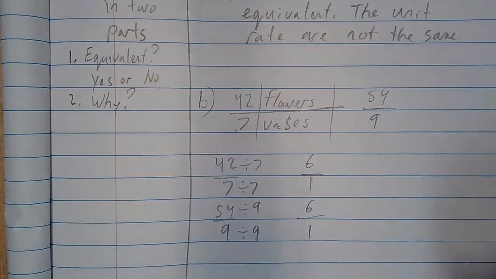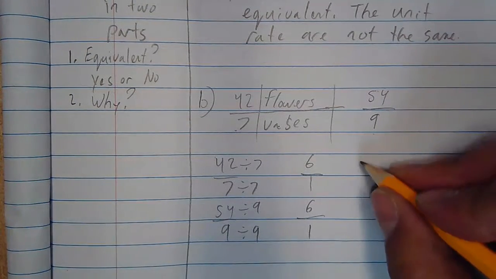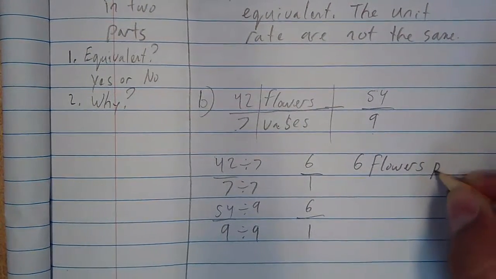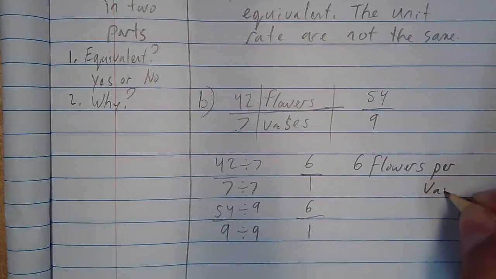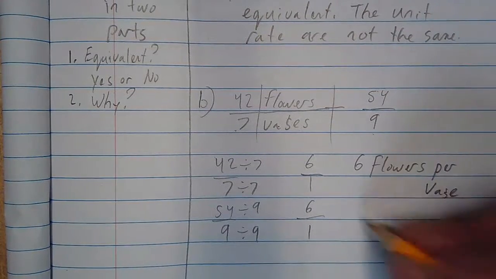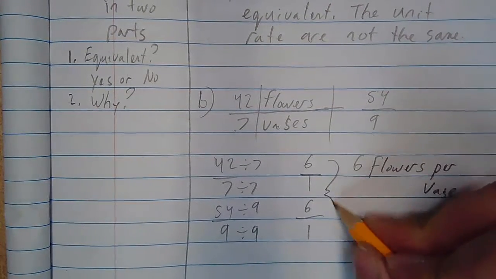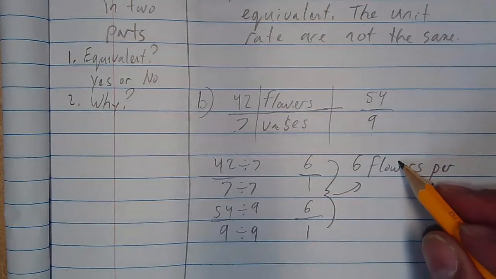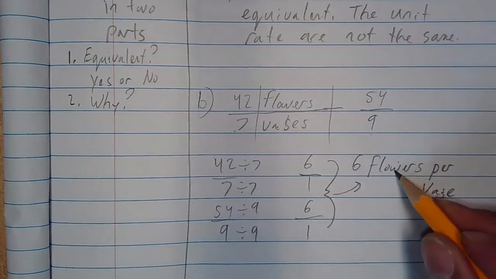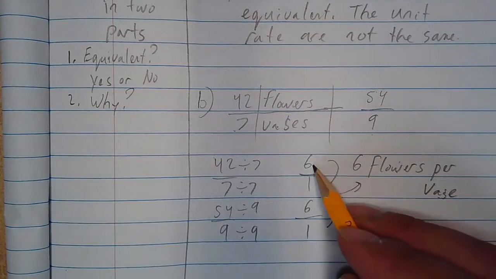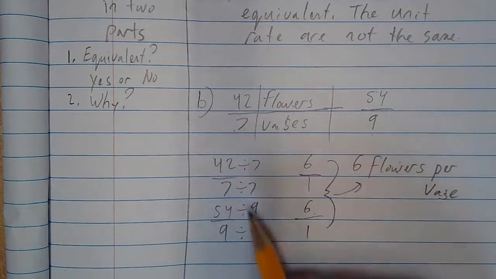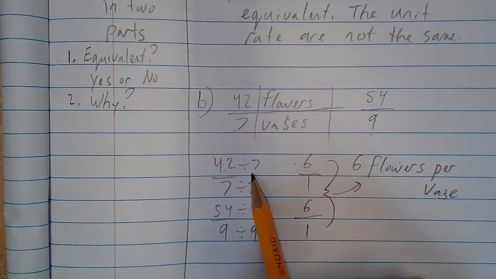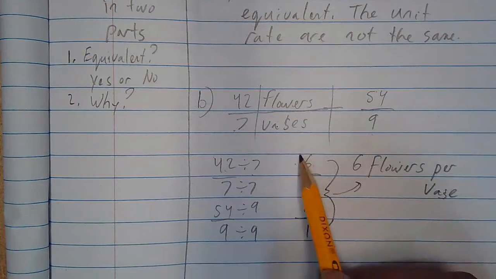All right, so 6 flowers per vase. And you know what? It's the same thing. The relationship is for every vase, there are 6 flowers. For every vase, 6 flowers. It's the same relationship. 6 to 1. This just says 6 to 1 7 times. It expresses it 7 times. Right? 6 plus 6 plus 6.